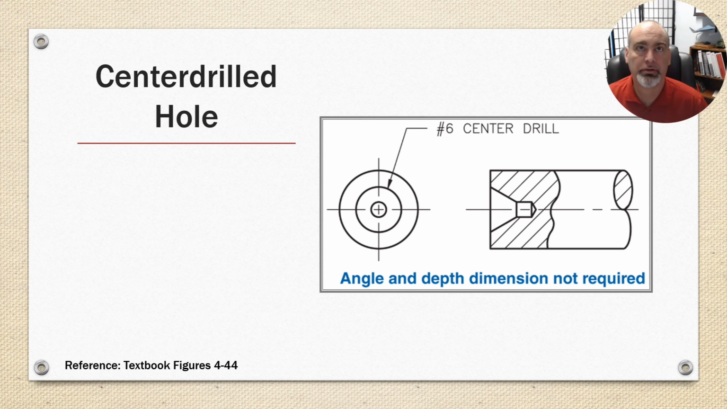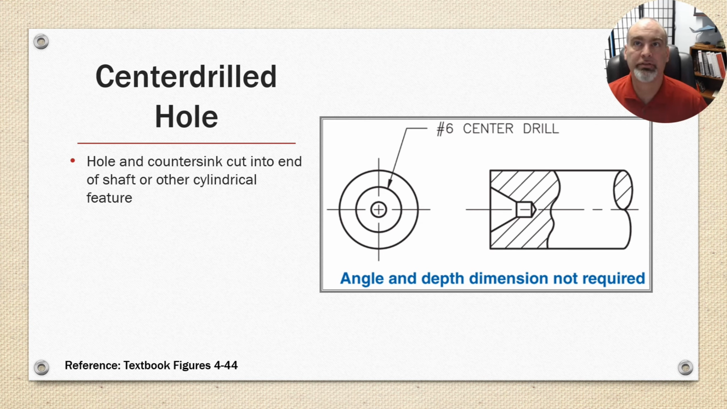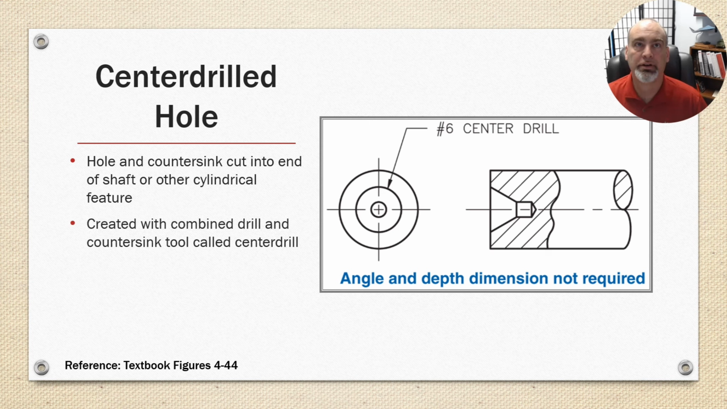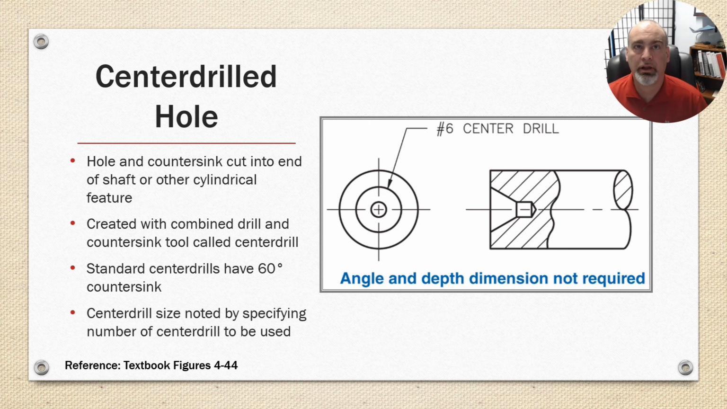Center drilled hole. Okay, this is a hole with a countersink cut into the end of a shaft or other cylindrical feature, and it's created with a combined drill and countersink tool called a center drill. Standard center drills have a 60-degree countersink, although you can buy them at different angles. And the center drill size is noted by specifying the number of the center drill to be used, and it's number 1, 2, 3, 4, 5. And I believe the smaller the number, the bigger the center drill is, but I have to double check that.